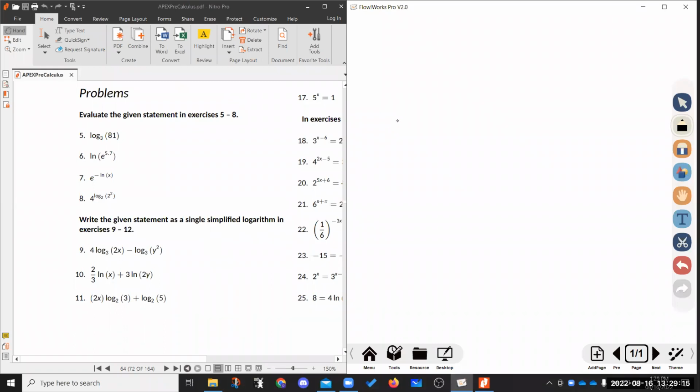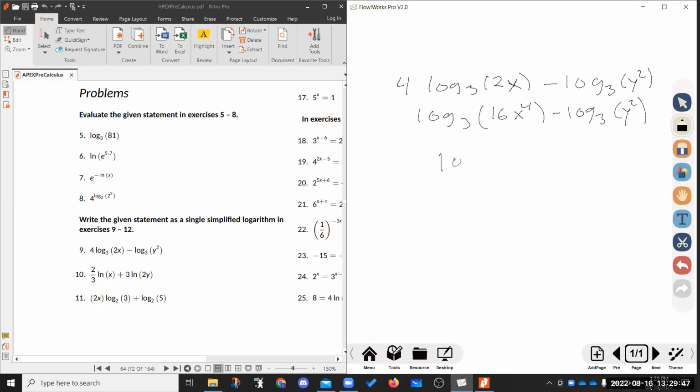Write the single simplified logarithm, so we're going to condense. 4 log base 3 of 2x minus log base 3 of y squared. So we're going to write the powers up in here first. This is 16x to the 4th. Log base 3 of y squared. So log base 3, 16x to the 4th is positive. It stays in the numerator. y squared is negative. It goes to the denominator.